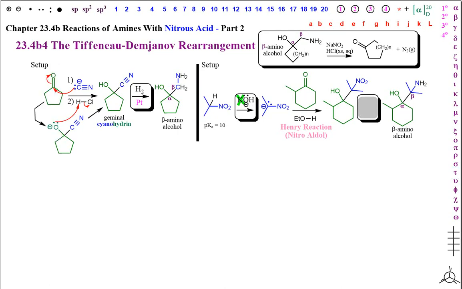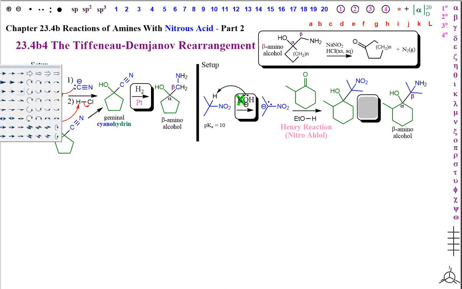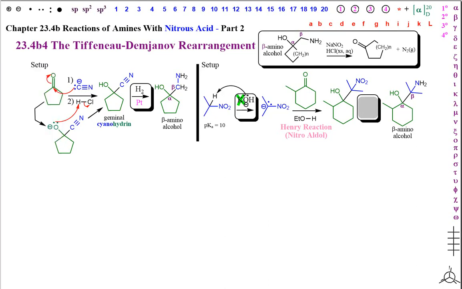Hydroxide grabs the hydrogen, generating a lone pair on the carbon, giving us this anion right here.